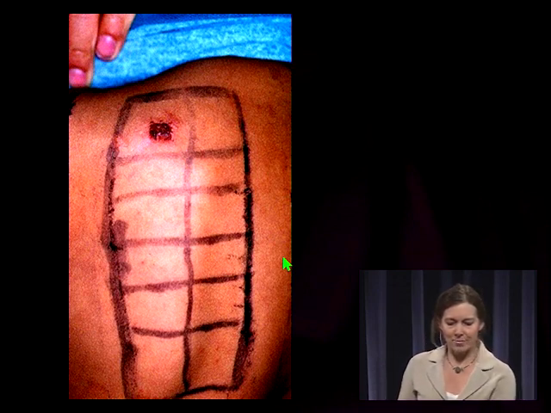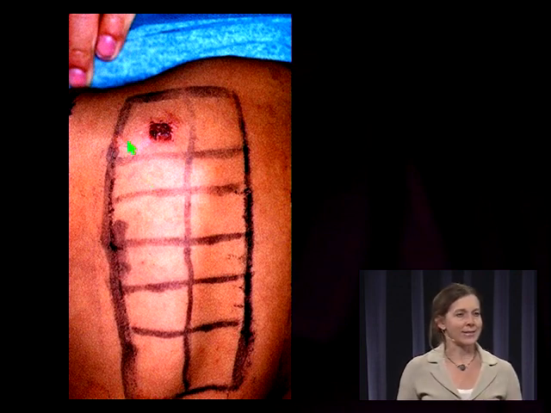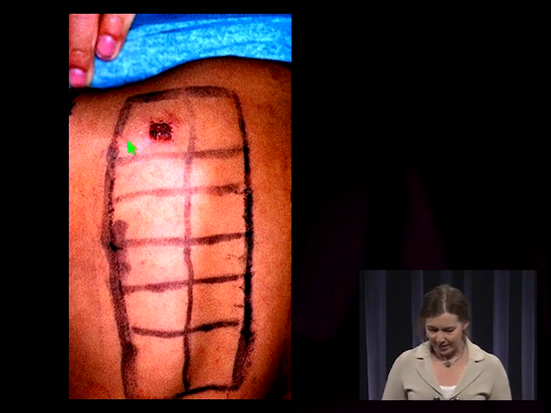So this was a panel of allergens put on the back. The one in the left upper quarter, you might guess, is the nickel response, so a positive reaction. So that can help if the clinical presentation is not real clear cut.